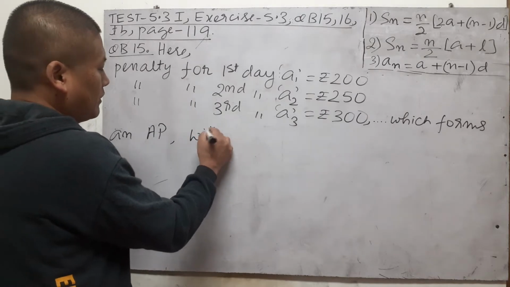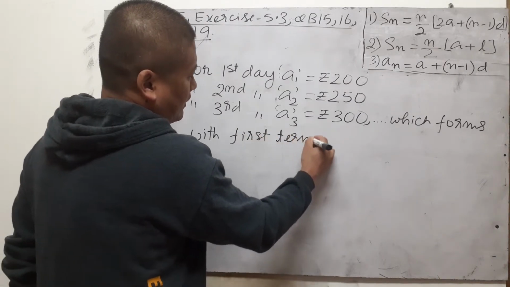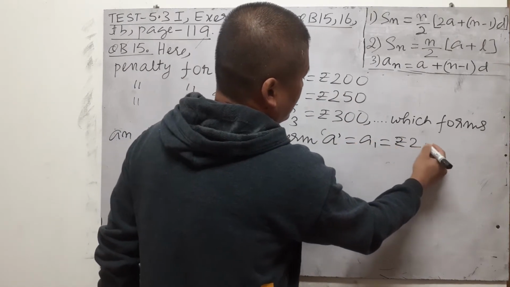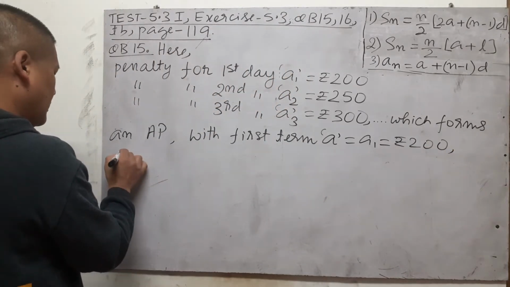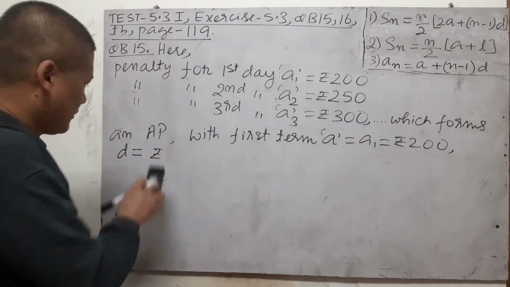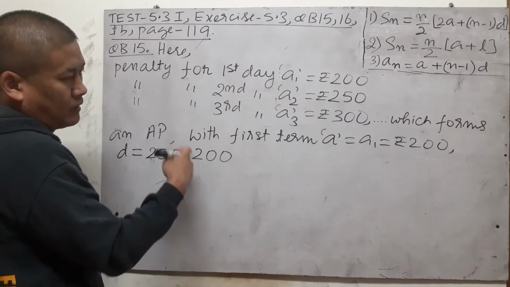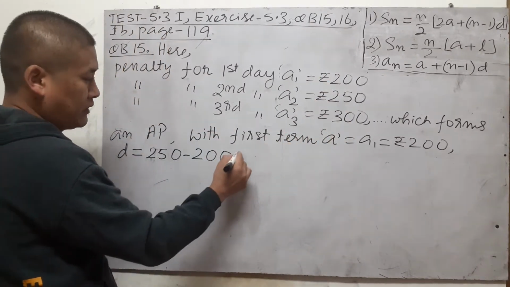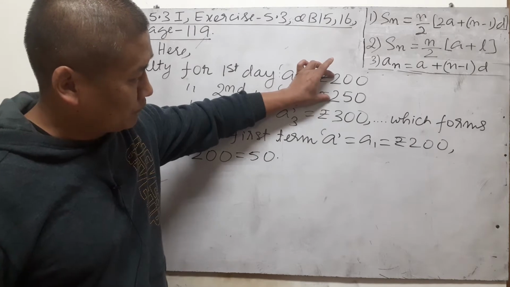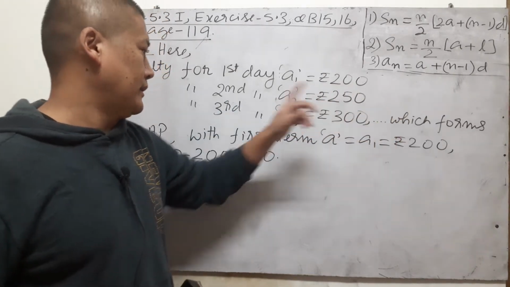With first term value A, which is equal to A1, which is equal to 200, and the common difference D is A2, 250, minus A1, 200, or for that matter A3 minus A2 also gives you 50 only, so the common difference D is always 50. 250 minus 200 is 50. 300 minus 250, same 50. Because of this common difference, we are saying it is an AP, right?